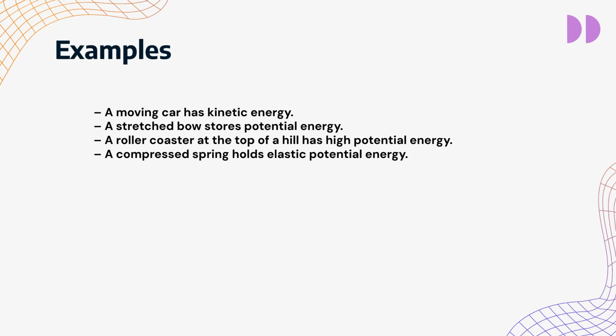Okay, so a moving car has kinetic energy. That makes sense. It has mass, it's moving through space. Kinetic energy is 1/2 mv squared. A stretched bow stores potential energy in the string, the tension, I guess. Yeah, we can call it that.